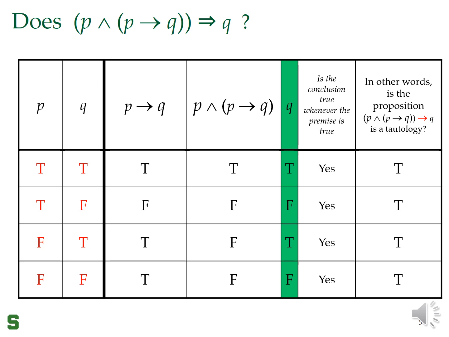Let's look at this example. So what I have done here is, the first 6 columns are identical to what I had on the slide before. Here I have added another column that asks the question, if I replace this logically implies by just a regular implies, then do I have a tautology?